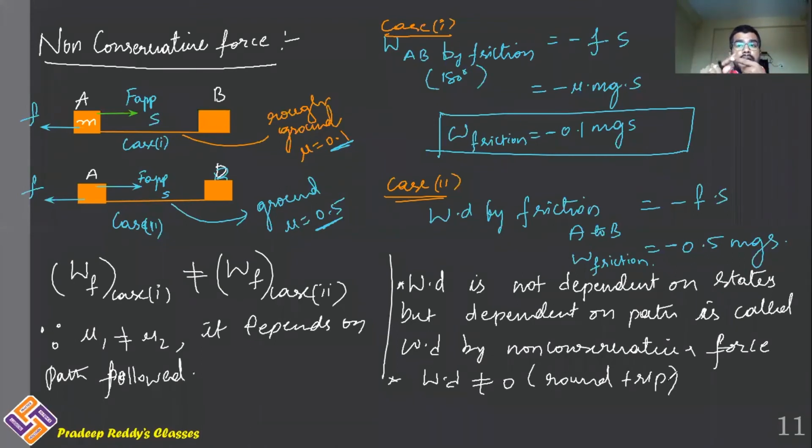Therefore, if non-conservative force is doing work, some energy is lost to the surroundings. That is the reason why total energy will be lost in the form of heat energy. That's the reason why work done is not equal to 0. There is some energy lost. Work done by non-conservative force is path dependent, and work done by non-conservative force is not equal to 0, because there is some loss in the energy even for round trip also.